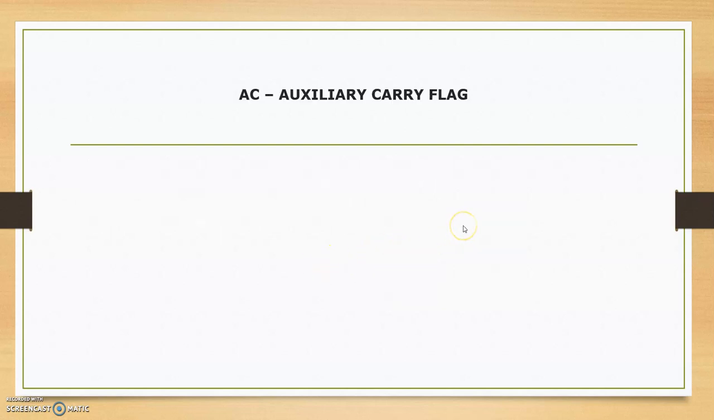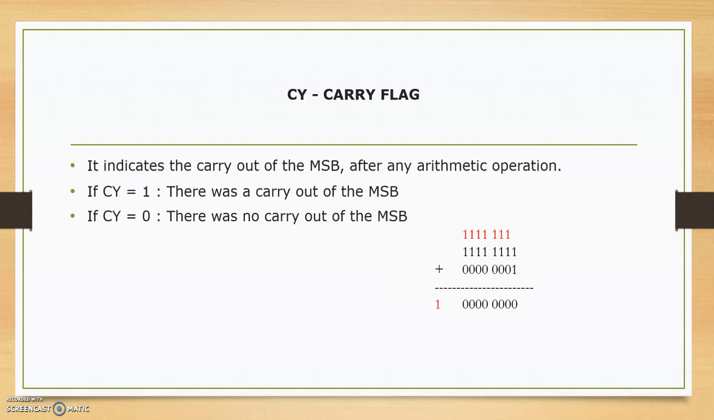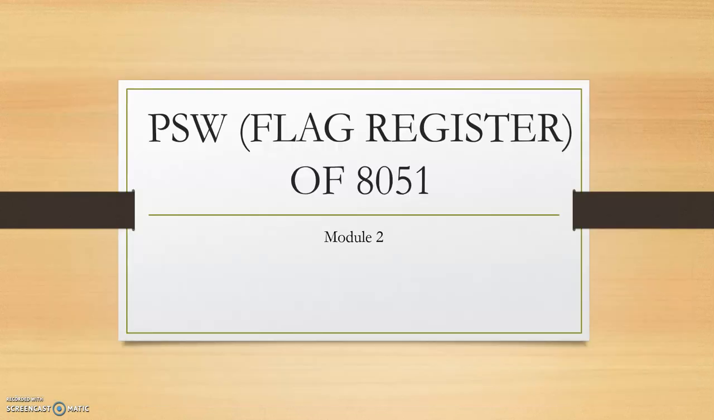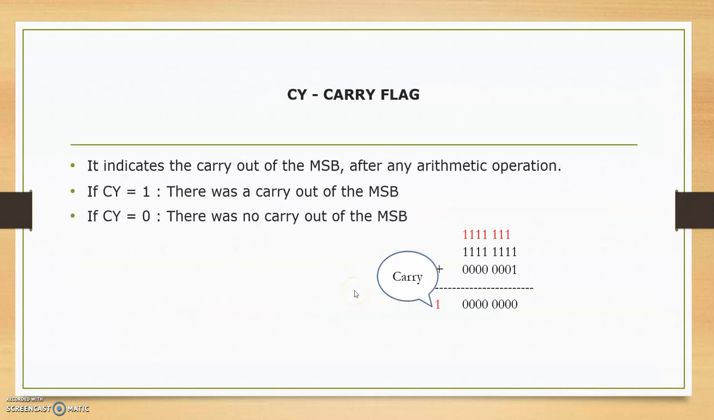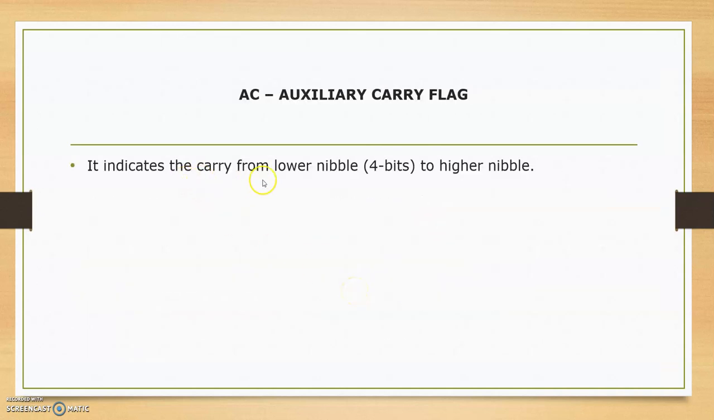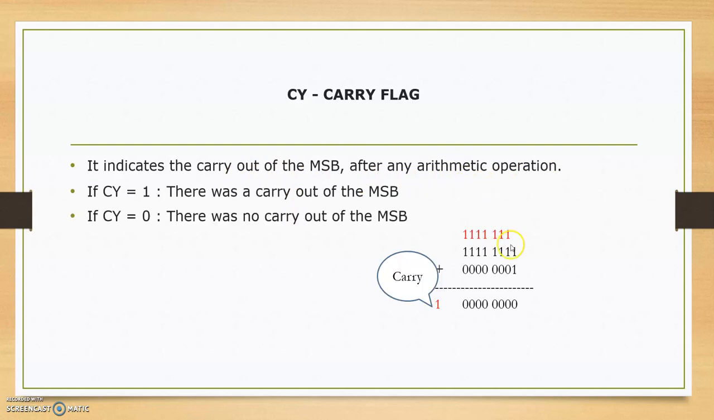So the next one is the auxiliary carry. This is the auxiliary carry, that is PSW.6. The auxiliary carry flag indicates there is a carry from the lower nibble to the higher nibble. So in the previous example, if you have an 8-bit number, it's a byte. 8-bit means it's a byte.